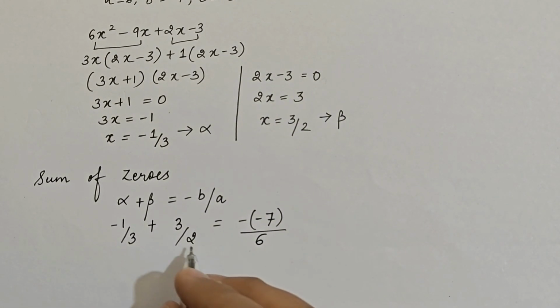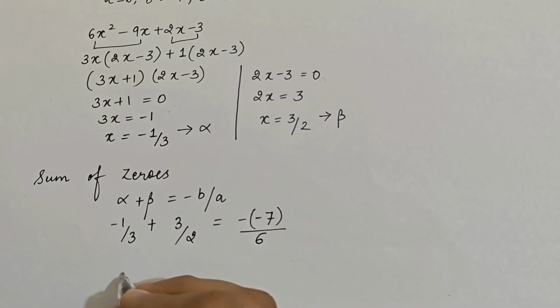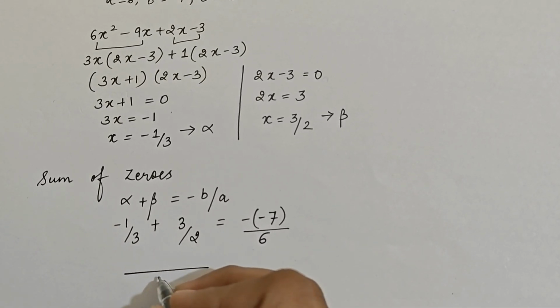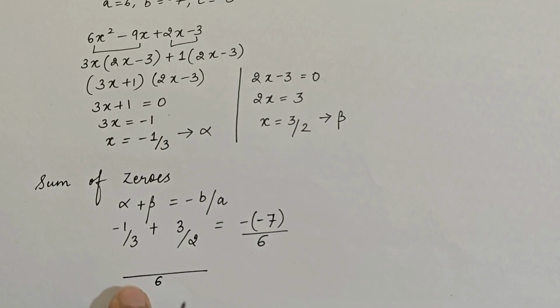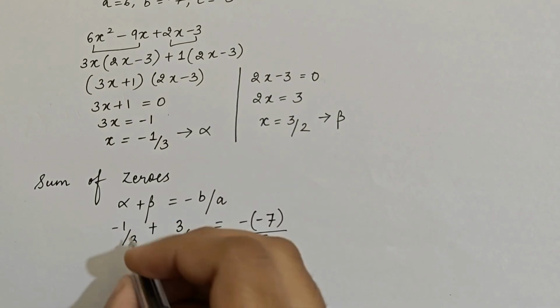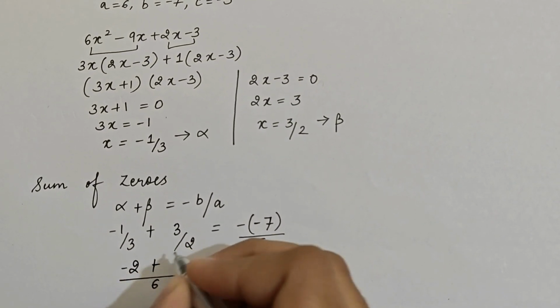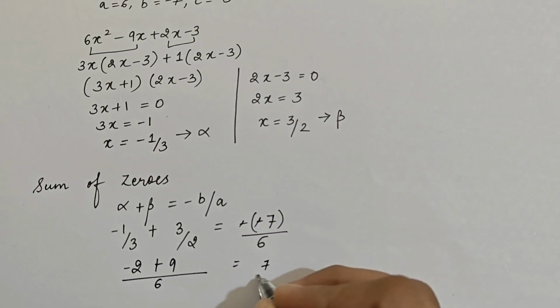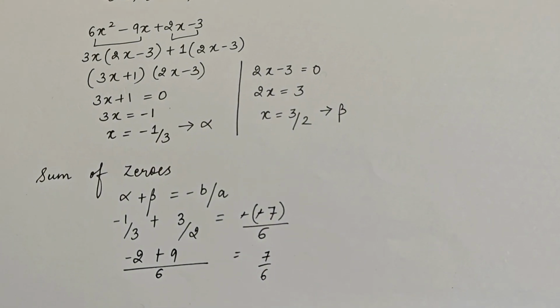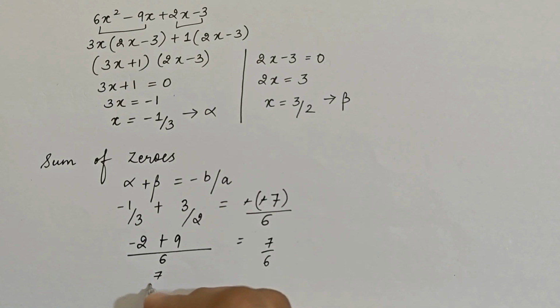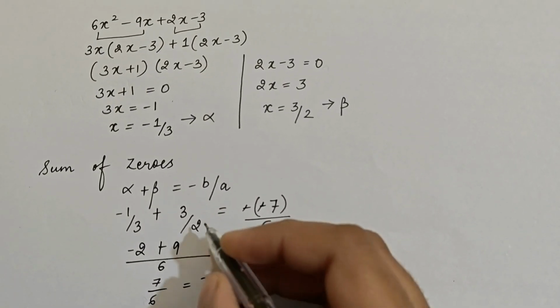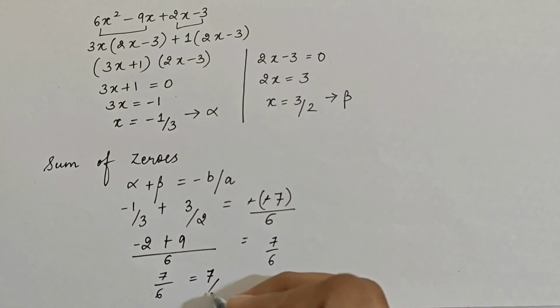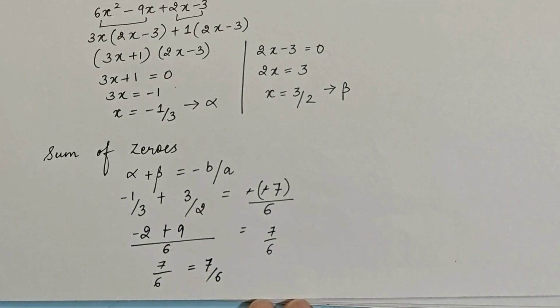Okay, so here take the LCM. What is it? 6. Okay, so what will come here? -2 plus 9 cancels, and what is the output here? 7 by 6. So we verify the sum of zeros.